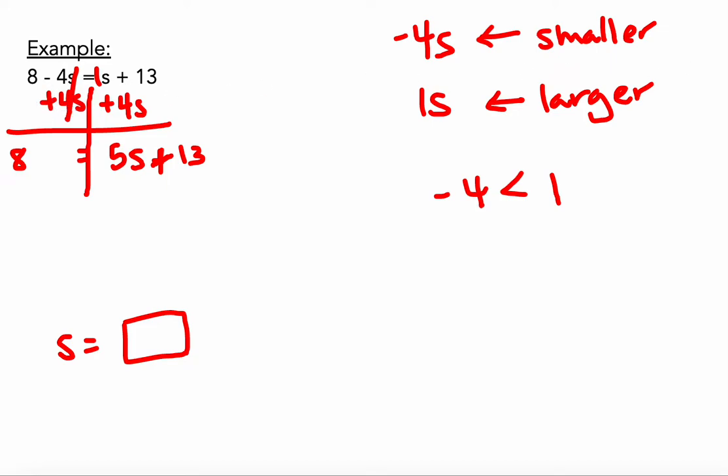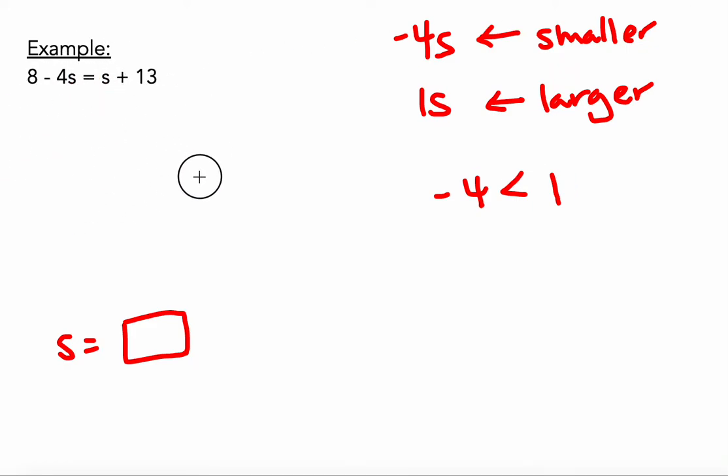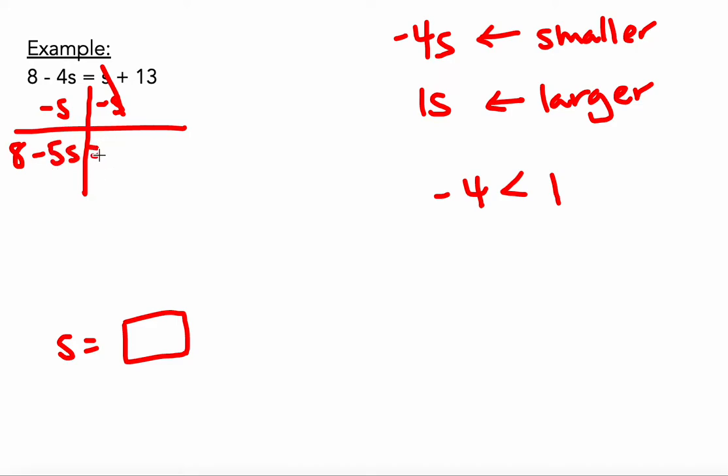Now you're probably thinking, well, what if I don't want to follow your tip, Miss Sun? Would it be wrong? No, it wouldn't be wrong. I'll just show you what it looks like. So if instead of moving my negative 4s by adding 4s to each side, I wanted to do the opposite and subtract this s on this side so that s minus s cancels out, I can do that as well. I would have negative 4s minus an s, which would be a negative 5s, equals 13.